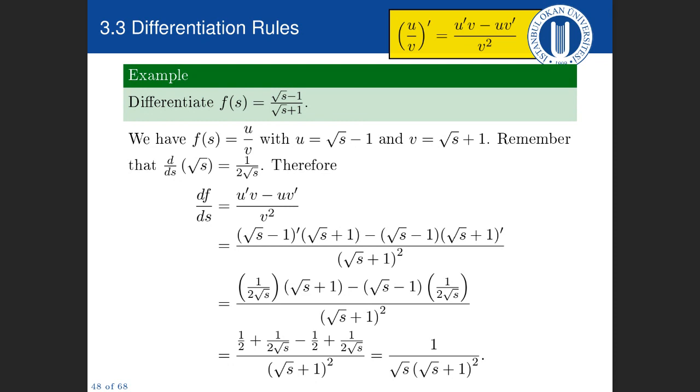The question from the chat, how did we get a half? So I'm guessing you're talking about this half just here. That's 1 over 2 root s multiplied by root s. The root s cancels with the root s, and we're just left with 1 divided by 2.